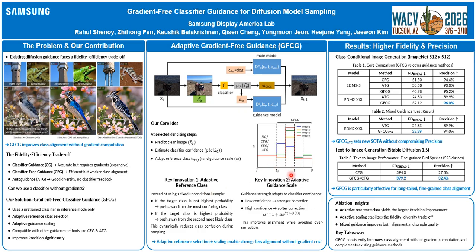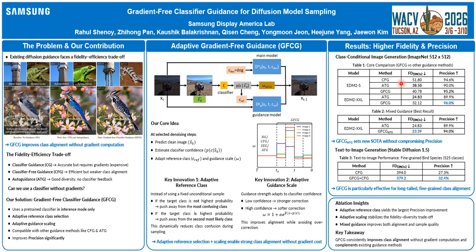The second innovation is adaptive guidance scaling. Here, the strength of the guidance is adjusted dynamically based on the classifier confidence. If the classifier is uncertain about the desired class, the guidance becomes stronger to correct the sample. If the classifier is already confident, the guidance becomes weaker to avoid overcorrection and preserve diversity. Together, these two mechanisms allow the diffusion model to improve class alignment while remaining computationally efficient. Next, let's look at the results.